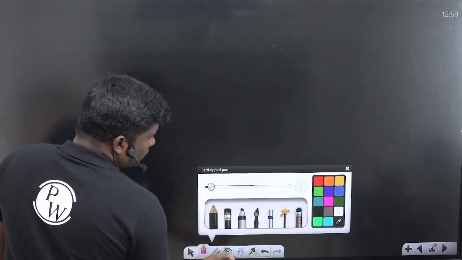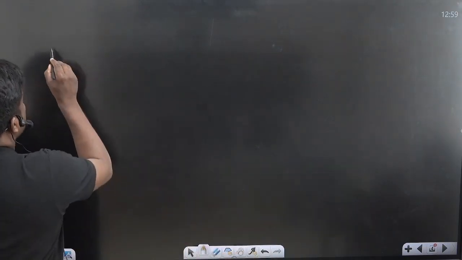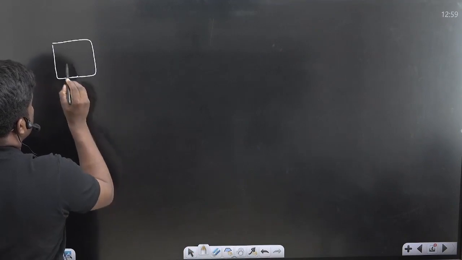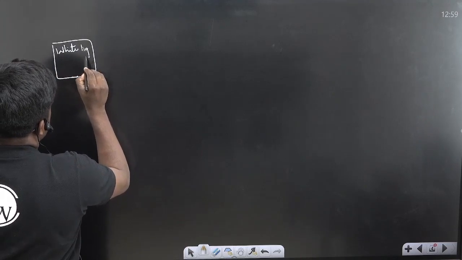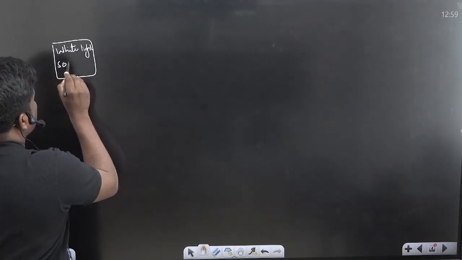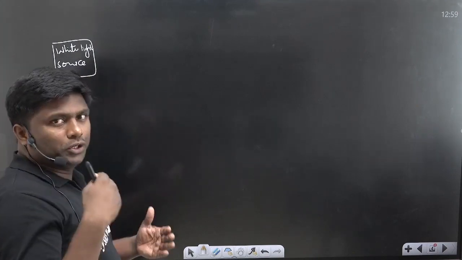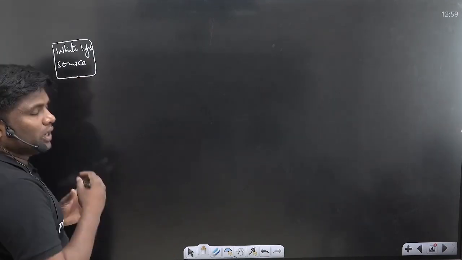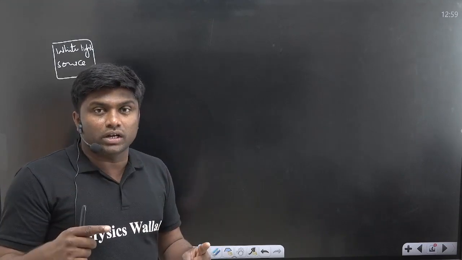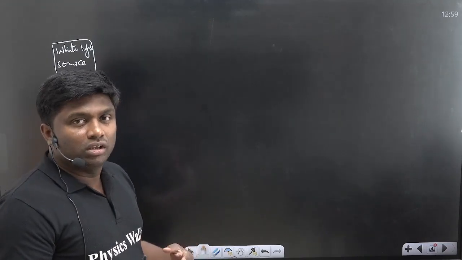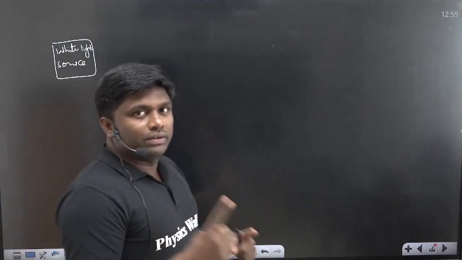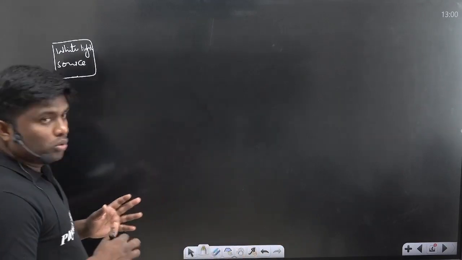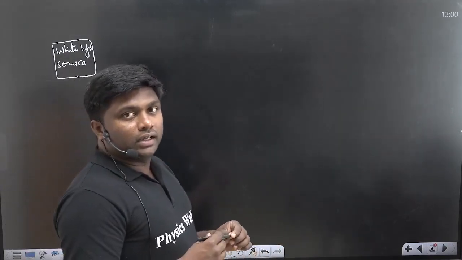See carefully now. For example, we are having a light source. What light source? White light source. Manaki ikkada white light ni produce chese oka source undi, whatever it may be, a lamp or a tube light, anything which is producing white light. White light means visible radiation. Visible radiation lo enni colors untavi? 7 colors untayi. Violet, indigo, blue, green, yellow, orange, red.